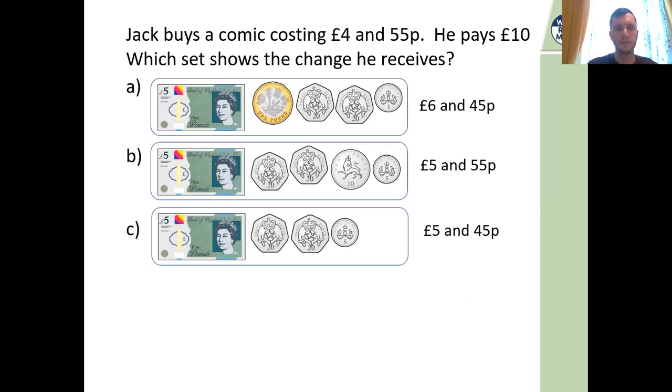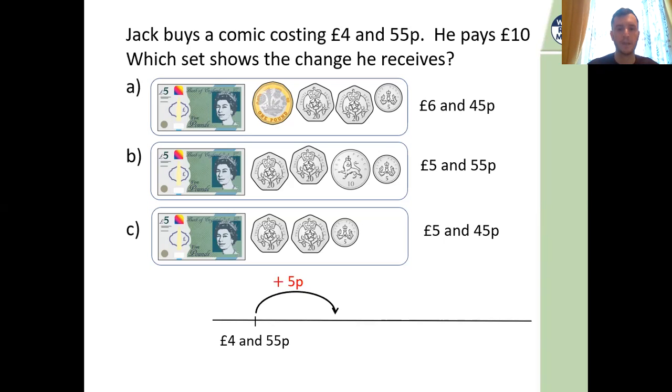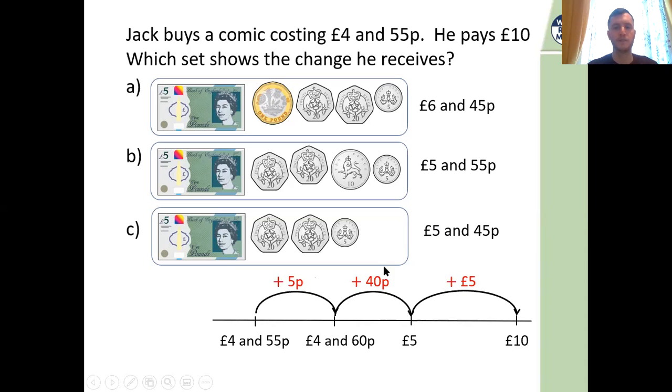How much should he be given? Let's have a look together. And again, I'm going to use my number line strategy. I'm going to start at £4.55, and I'm going to calculate the difference between that and £10. So I'm going to start by adding 5 pence to get to £4.60. I'm then going to add 40 pence, which will get me to £5. And then one big jump of £5 to get to £10. If I add up all of these numbers at the top, £5, 40, and 5, I get my answer, which is £5.45. That is the correct amount of change. And you can continue to use this number line strategy to help you count on or work out the difference for that change.